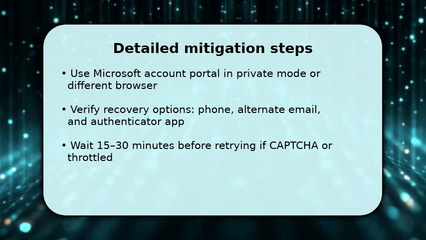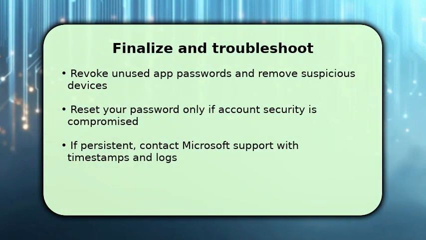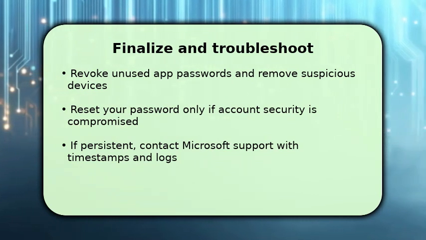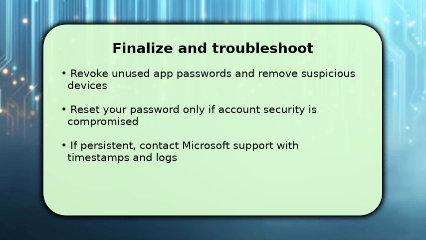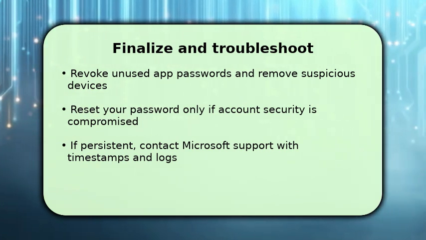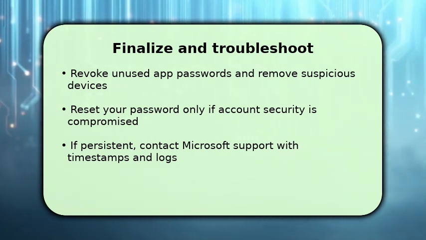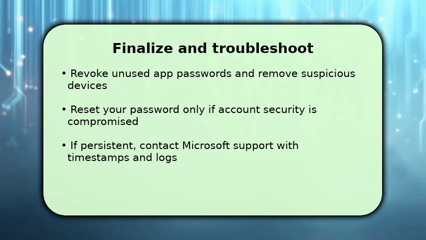To finish, review security. Revoke app passwords and remove devices you don't recognize so automated retries stop. If you suspect compromise, perform a password reset and reconfigure multi-factor authentication, but avoid repeated resets which can trigger more limits. Once everything's set, sign in once and confirm access to mail and services.